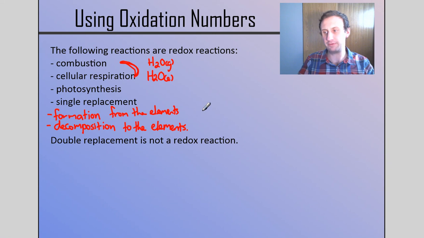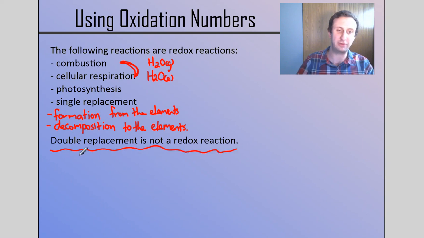The only thing I can think of is if we have atoms that are so perfectly the same electronegativities, but we're not going to get into that. So we can come up with these general rules that in Chem 30 formation is always going to be redox as well as decomposition. Well, double replacement is not a redox reaction ever.